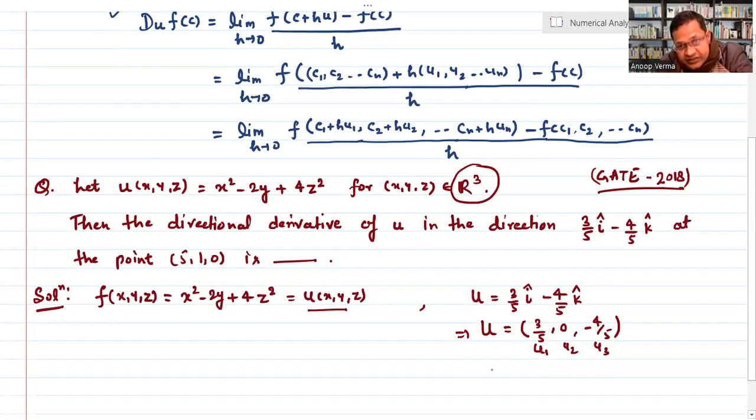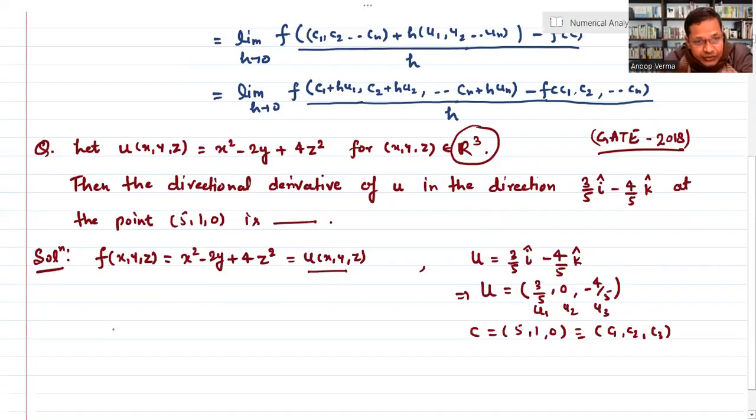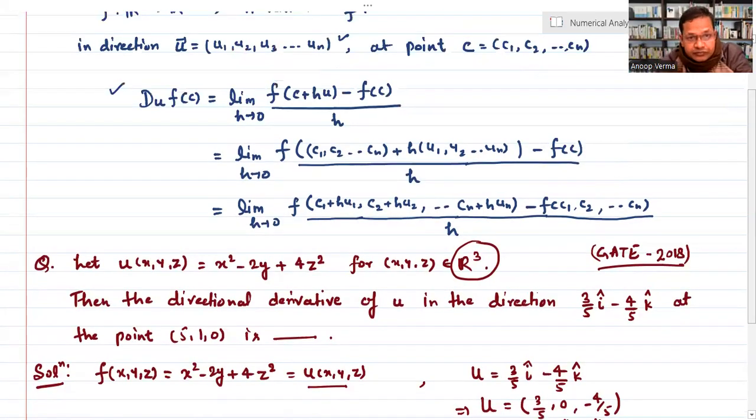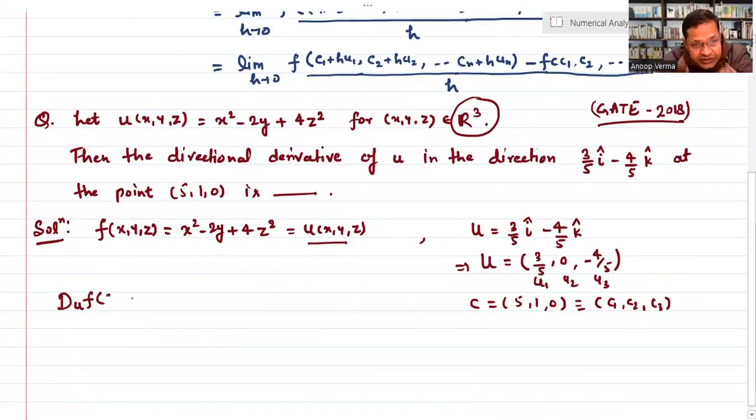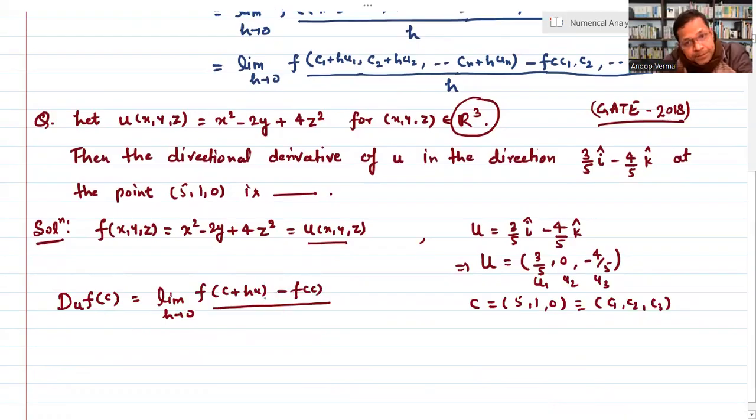And what is the point here? The point c is given, that is (5, 1, 0). You can also say this is c1, c2, and c3. And you know that the directional derivative in the direction of u at the point c is defined, as we just saw in the formula, as the limit h tending to 0 of f(c plus h times u) minus f(c), divided by h.